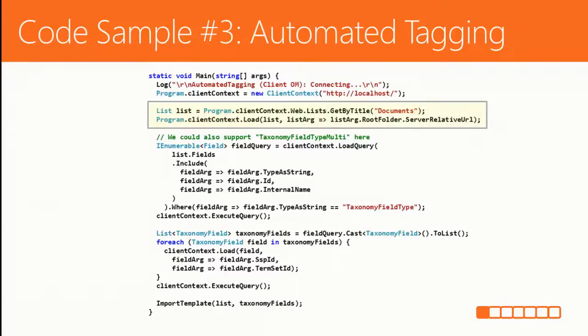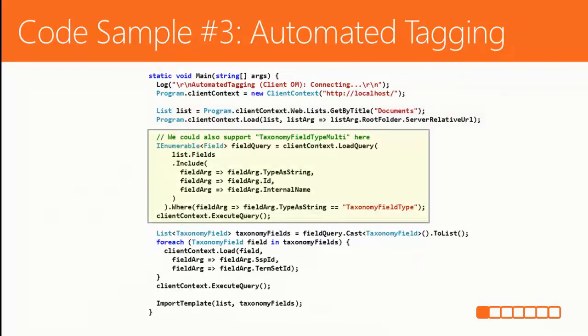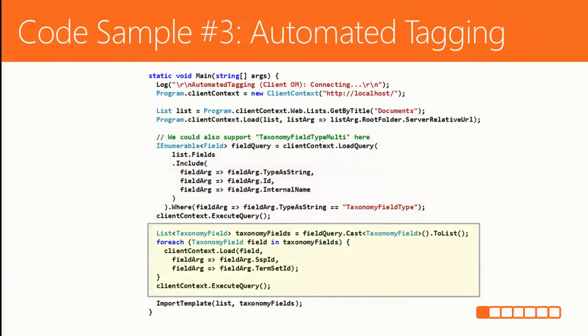So I'm getting my list. This is the first time we interact with something that's not really a SharePoint taxonomy object. We're now into the core CSOM, so lists and webs and so forth. So I'm going to get my documents library, the list, and then I have a query here that's going to go and get the fields that we have. Let me see. And then from that, I'm going to pull out the taxonomy fields.